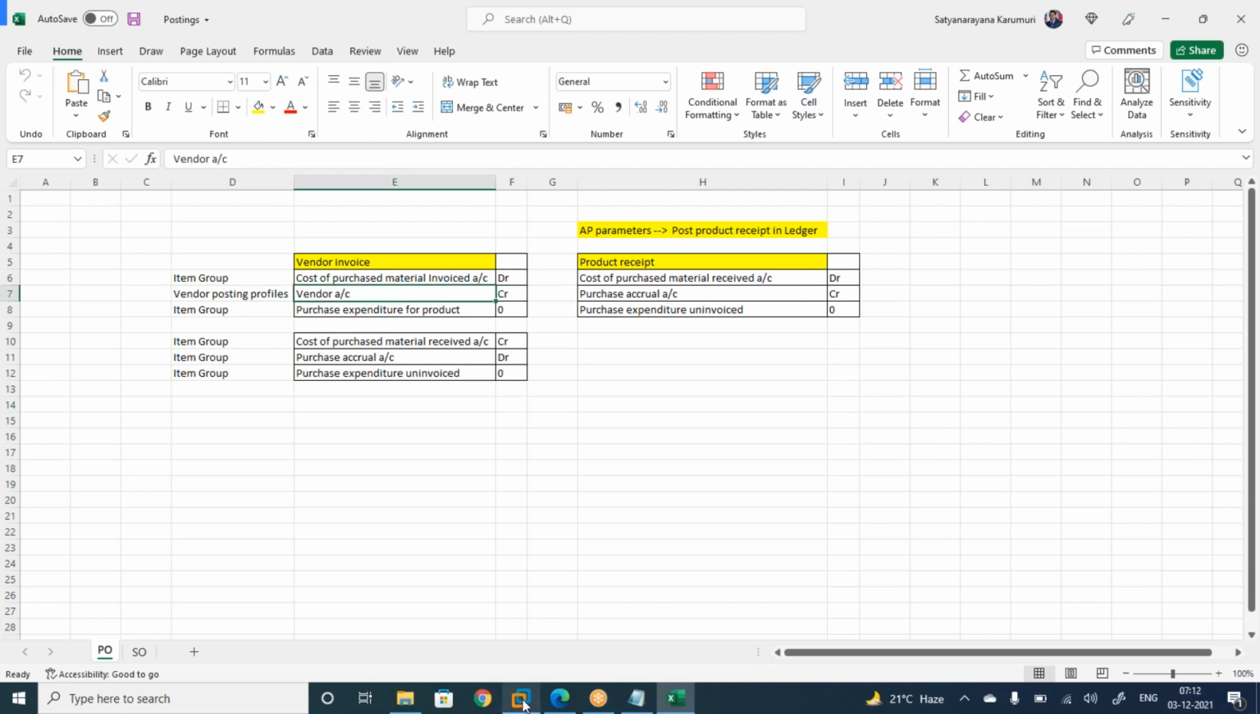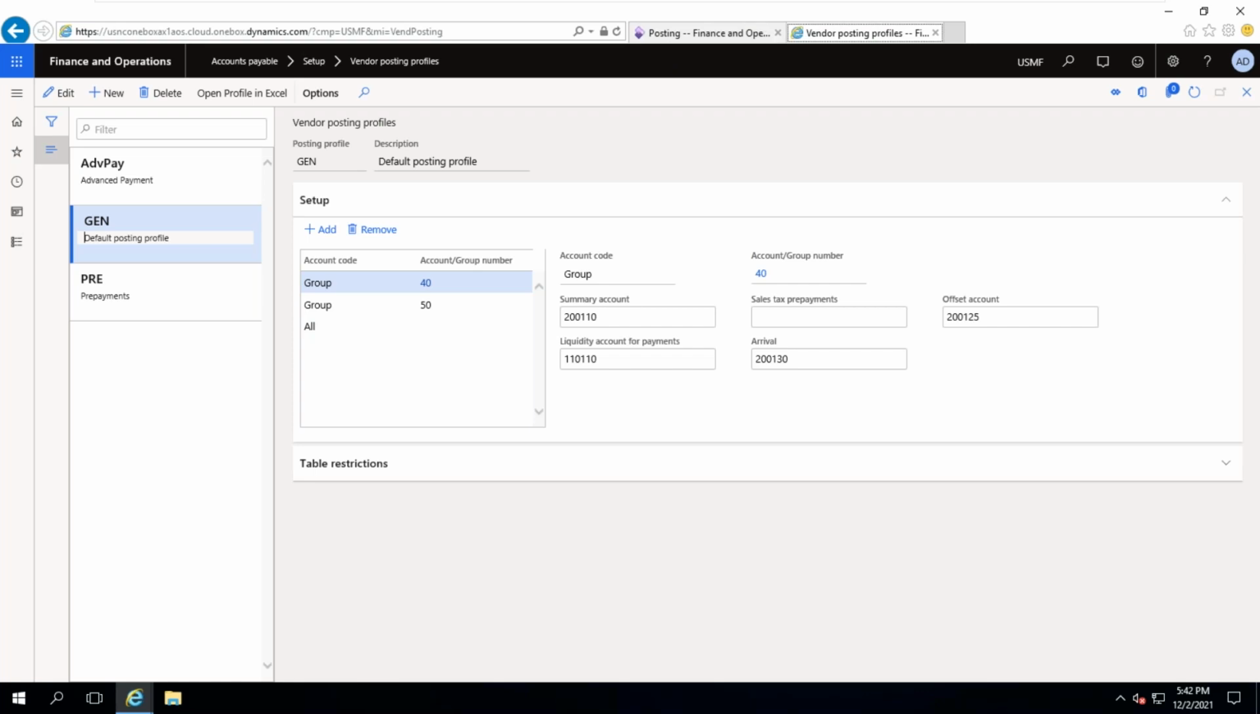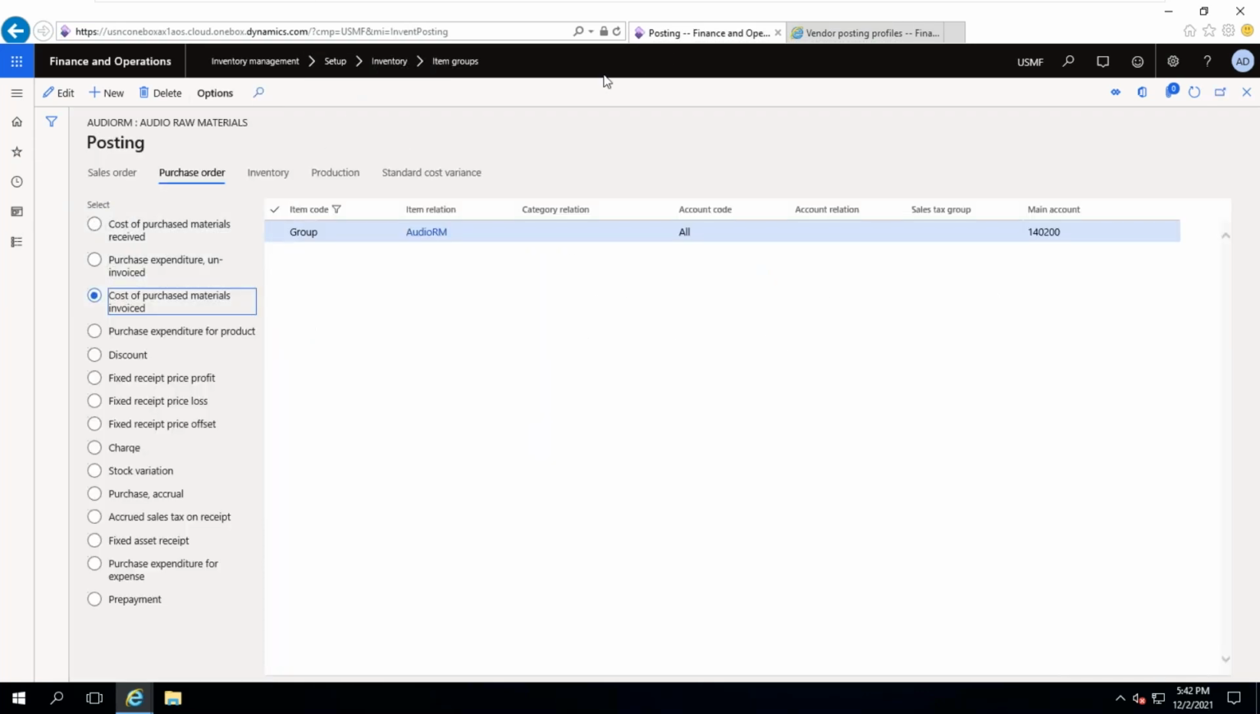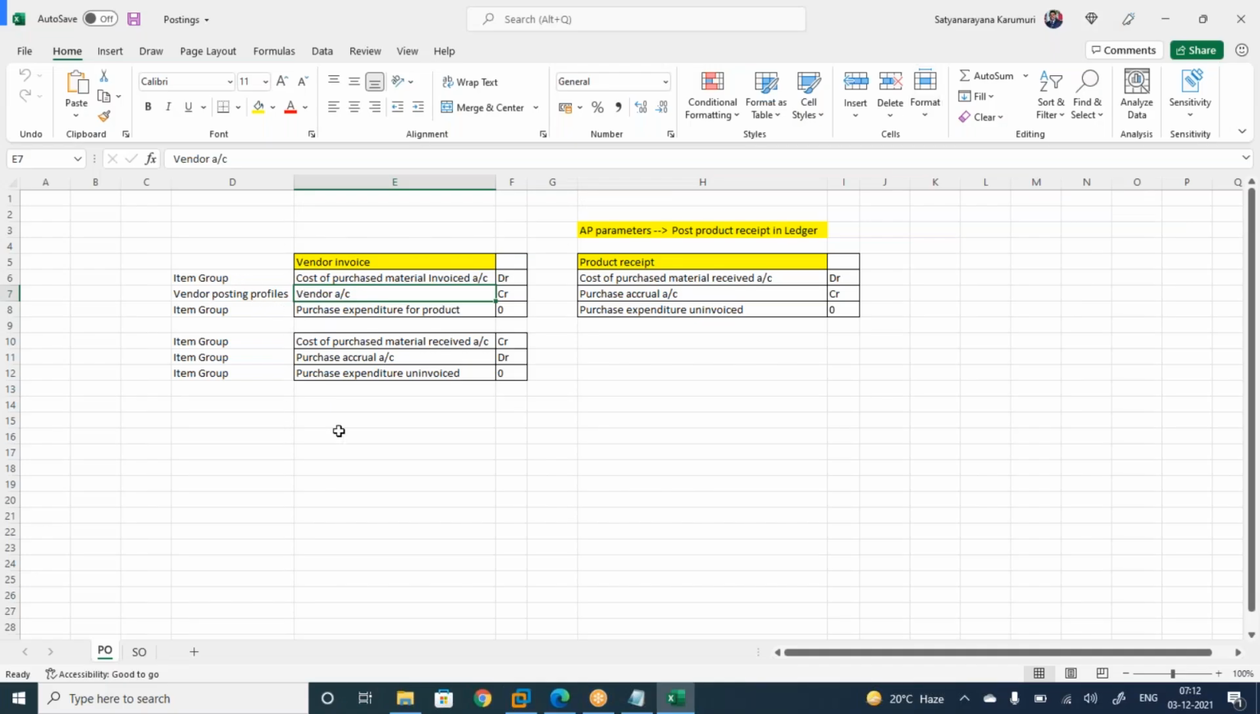And then purchase expenditure for product, 0 will be posted. So all accounts are in the item group only except the vendor posting profile. Only the vendor posting profile will be mapped in the accounts payable setup. In the accounts payable setup, you will find vendor posting profiles. Understood? Any confusion here?